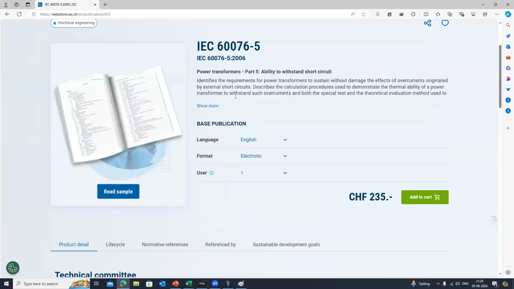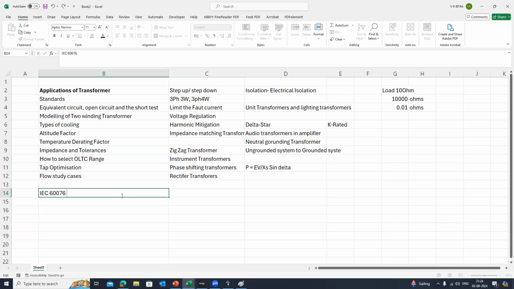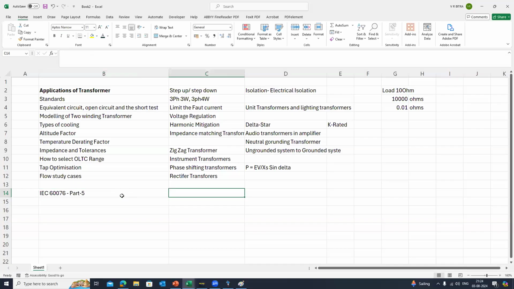So this IEC 60076 part 5 will give the typical impedance. It gives the typical or minimum impedance values. Okay, just one second. Let me share the document. Just let me search. I think if I have it, I will share it with you.